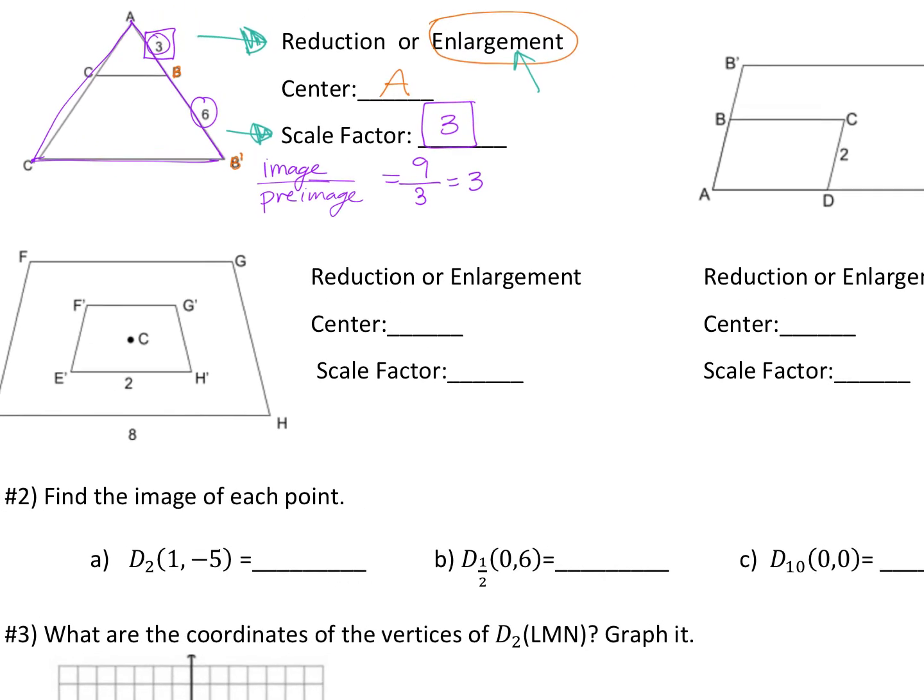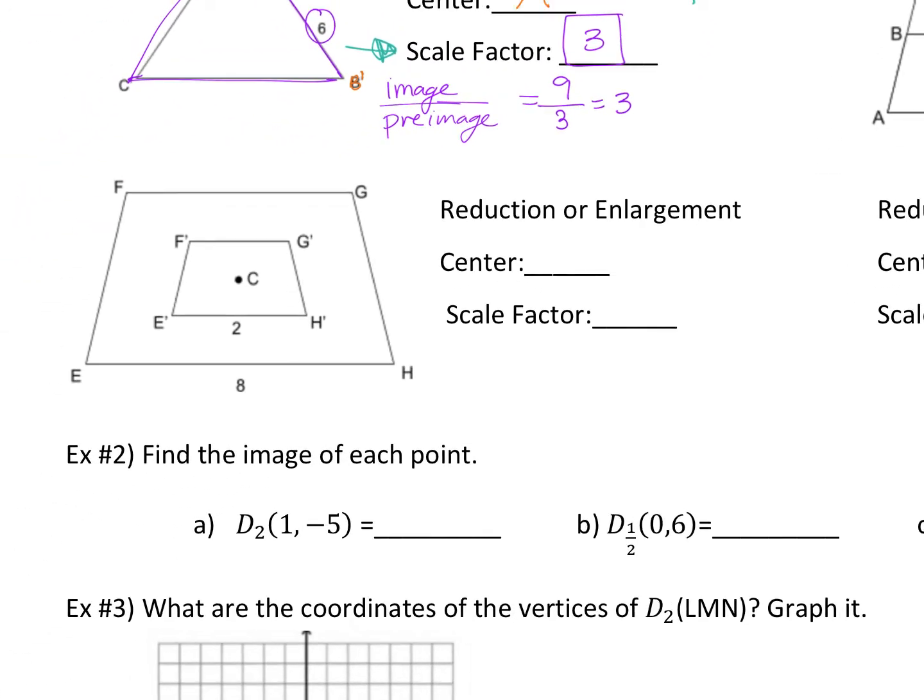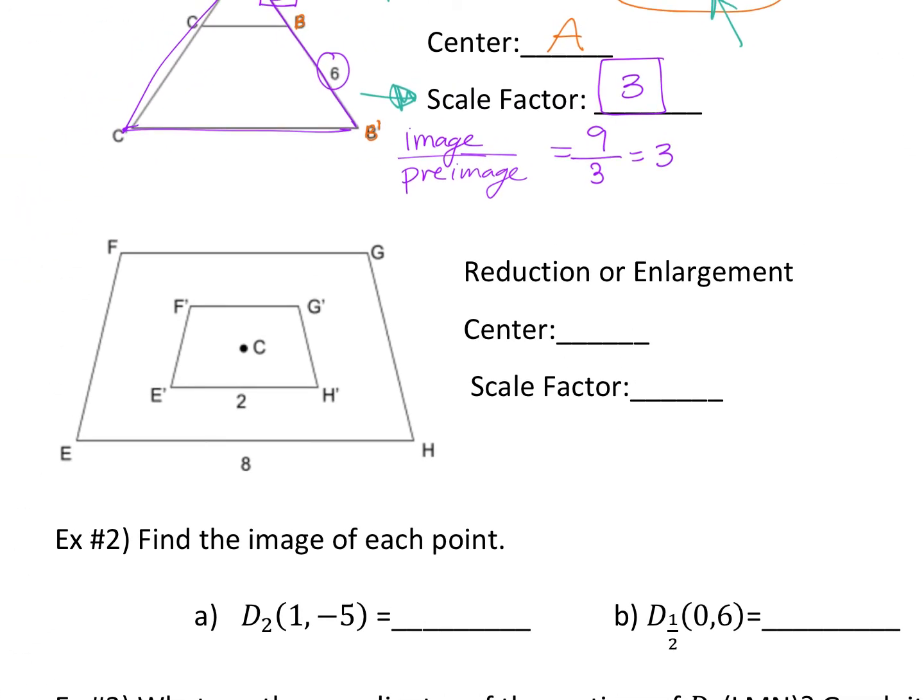Okay, let's just go to the one right below it. We start at EFGH. We go to the primes. So is this a reduction or an enlargement? A reduction. It started at the big one. It shrunk down to the small one. So that's a reduction. What's your center of dilation? C. It's that point in the middle. Okay. So C is your center.